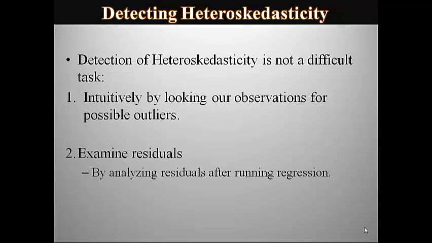Let's see how we can detect heteroskedasticity. Actually, detection of heteroskedasticity is not a difficult task. We can use formal methods, and informally we can check that. Informally, we can check intuitively by looking at observations for possible outliers, and we can examine our residuals after running the regression.